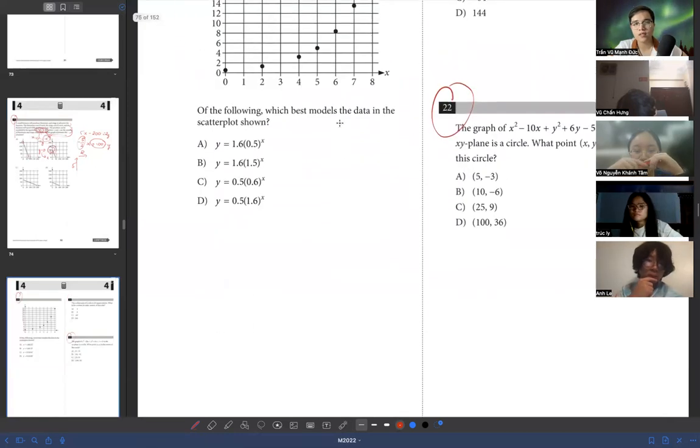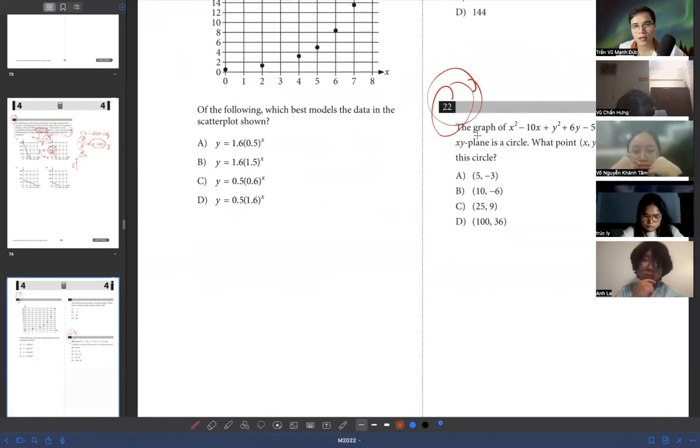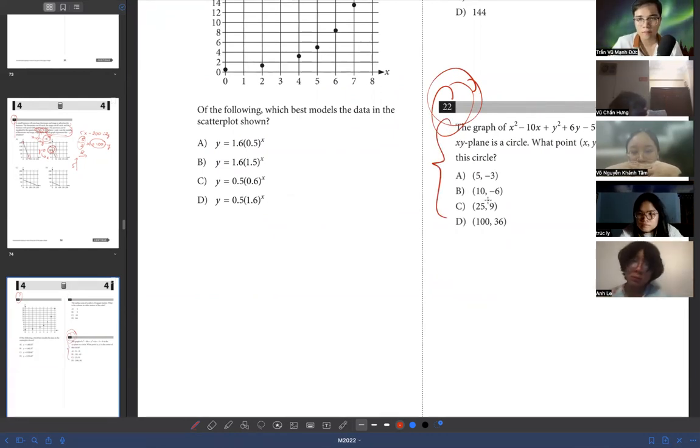And see, this is the circle. Can you quickly solve this for me, An? Where's the center of the circle?